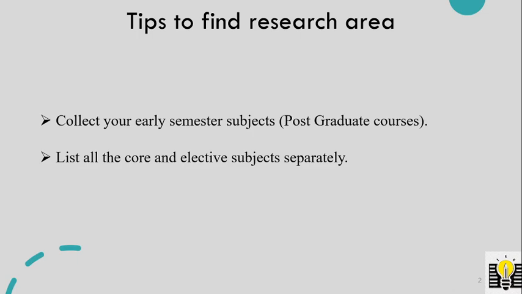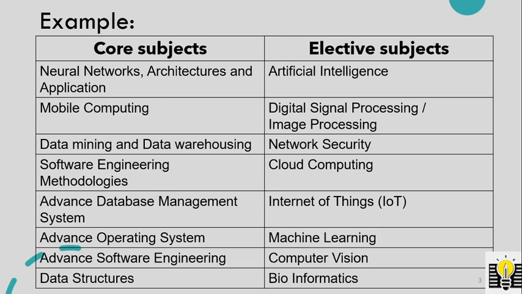Then you have to list all the core and elective subjects. This is one of the key procedures to find your research area. You can separate core subjects from elective subjects. I'm giving examples here for ME or MTech courses. In the core subjects: neural networks, architecture and application, mobile computing, data mining and data warehousing, software engineering. Like that, the core subjects are available in ME or MTech courses.